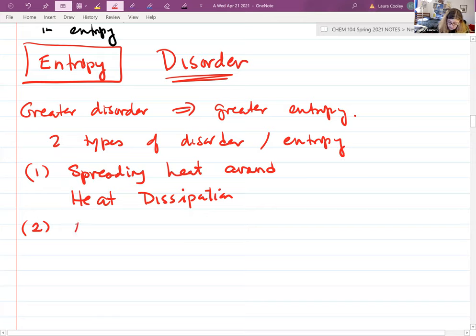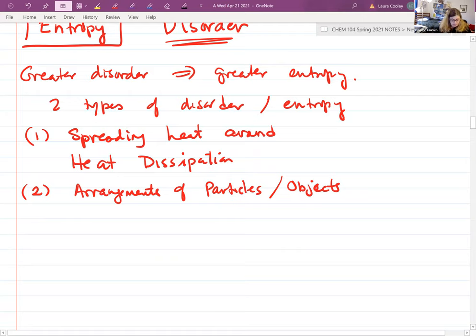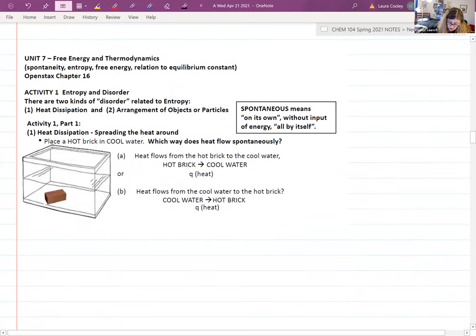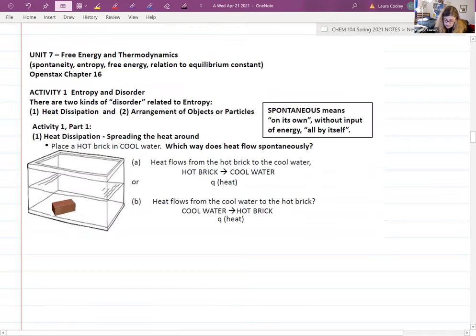And another type has to do with the arrangements of particles, or even objects. I have a couple of pages of a handout that illustrate the types of processes that dissipate heat and where the number of arrangements also comes into play. So let me go to the first one. I call this handout free energy and thermodynamics, entropy and disorder. This is where I talk about how there are two kinds of disorder that are related to entropy. And a very, very important one is the dissipation of heat. Let's talk about that first.